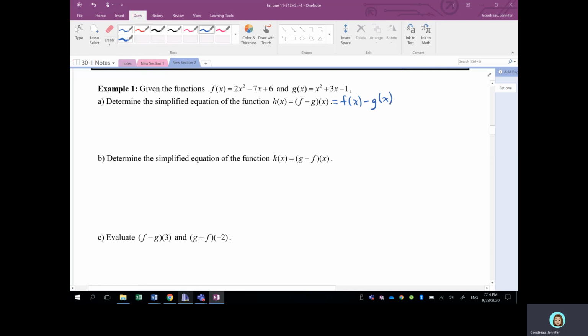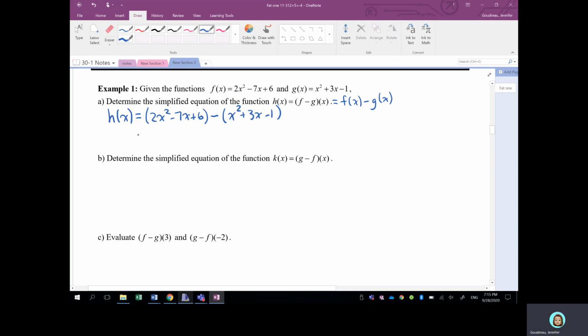And when we are doing any sort of equation writing, we're going to be really careful about what we write and making sure that we use brackets when we substitute for our functions. So h at x is f at x minus g at x. So let's start by writing f at x. It's 2x squared minus 7x plus 6 minus g at x, which is x squared plus 3x minus 1. And notice I'm taking care to put each of those functions in brackets.